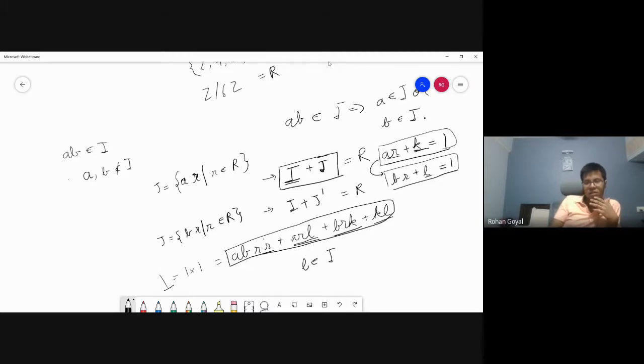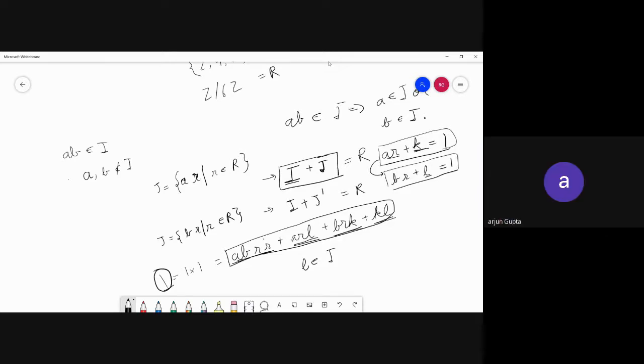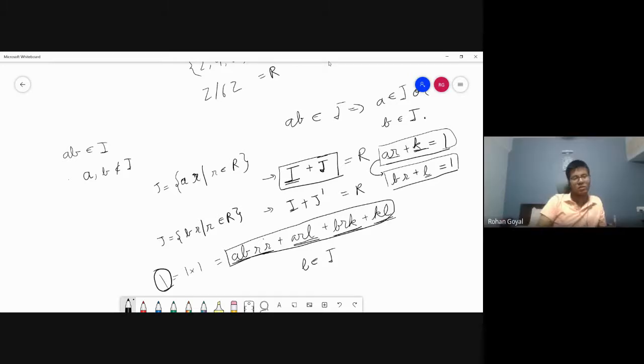So BRK is also there, KL is also there, and AB is there, so ABRS is also there, so their sum is also there, which means 1 is in the ideal, which is not possible unless the ideal is R itself, because 1 into R is R. You can scale by any element. This is a contradiction. So you get that any maximal ideal is a prime ideal.